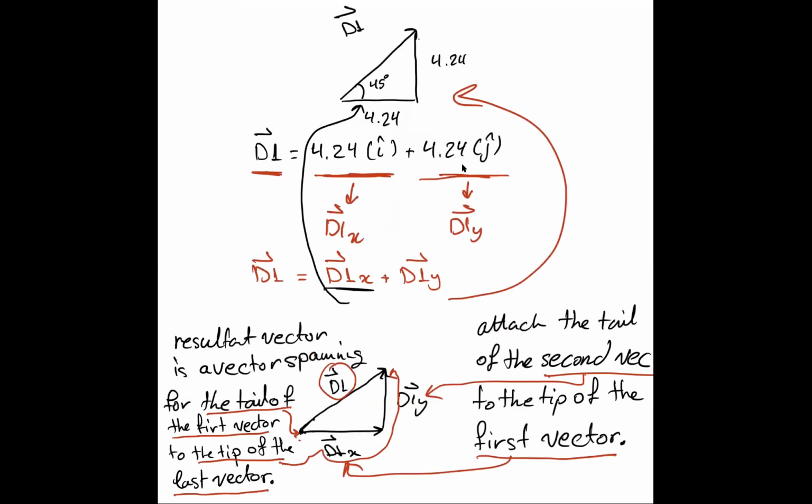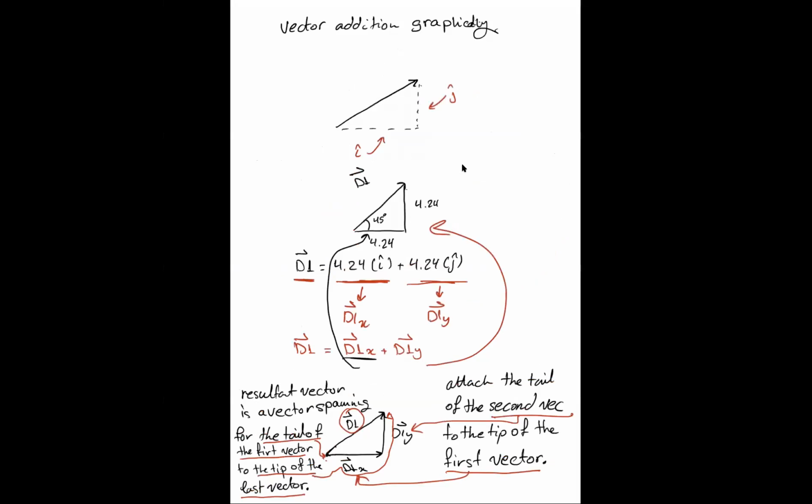So that's the addition of vectors graphically. We attach the vectors to each other, tail to tip, and the resultant vector will be from the tail of the first vector to the tip of the last vector. And the addition could also happen algebraically, and this is what Isaiah will go over in a sec.